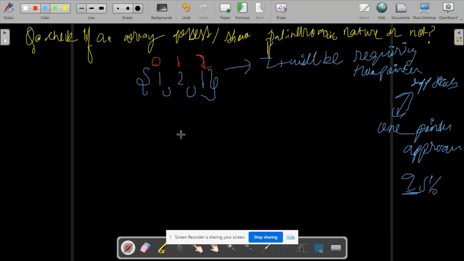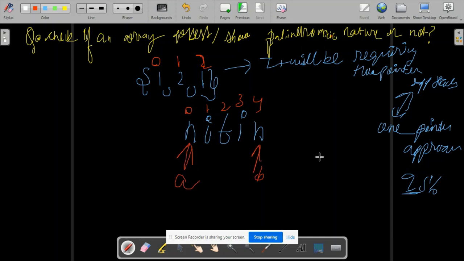Okay. So, first of all, if I'm giving you a string like Nitin, where this is the 0th index, this is first, second, third, fourth. You keep one pointer here and another pointer here. This is two pointer. I will give you the one pointer approach as homework. It will be the same, as I explained about n minus i minus 1.